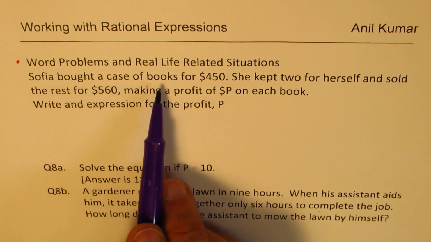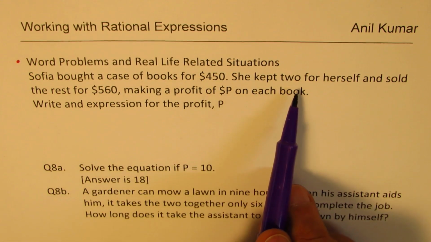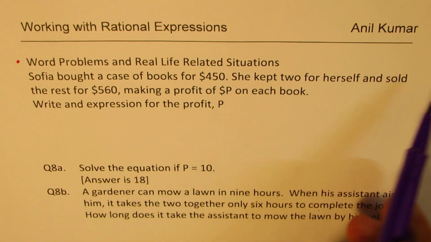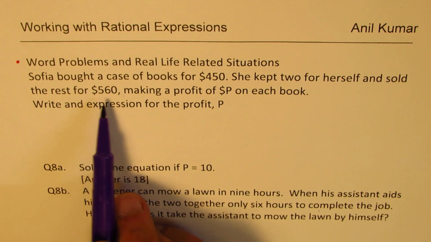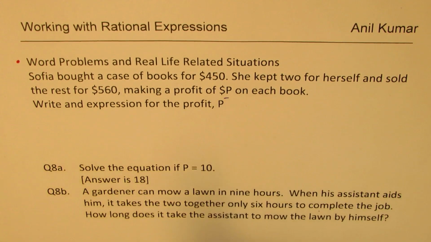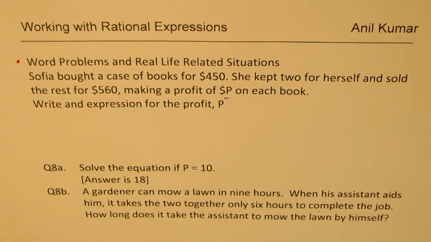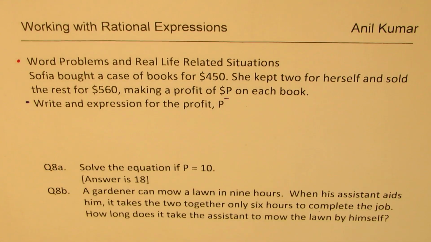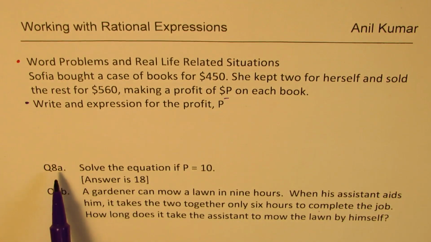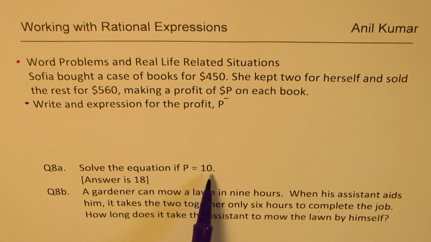Sophia bought a case of books for $450. She kept 2 for herself and sold the rest for $560, making a profit of P dollars. On each book, write an expression for the profit P. That is the first part, right? Okay, part B, actually I've given it for you. Solve the equation if P equals 10.